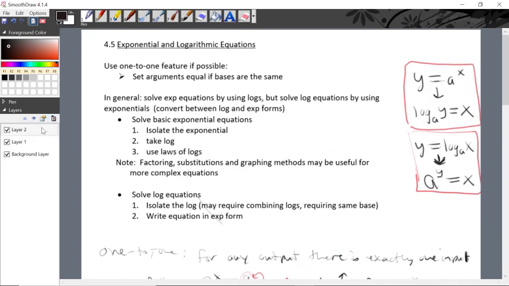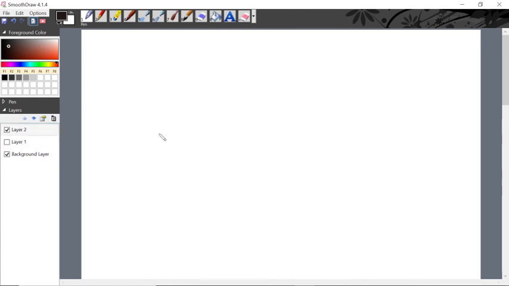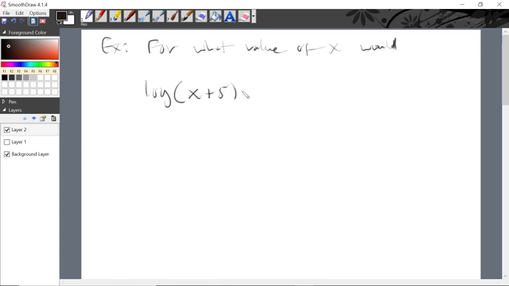Let's take a look at some more examples now. We should take a look at a logarithmic example. All right, so let's say you want to solve. Here's a good question. For what value of x would it be true that the log of x plus 5 is equal to the log of x plus the log of 5?